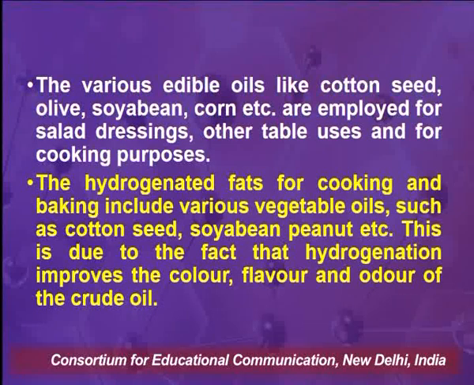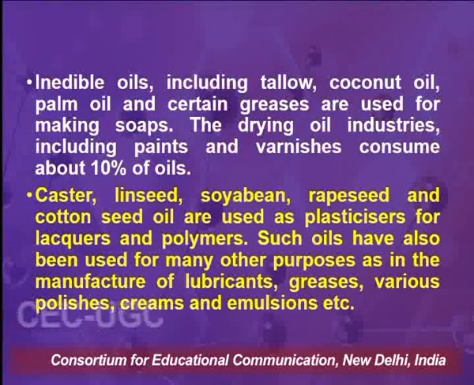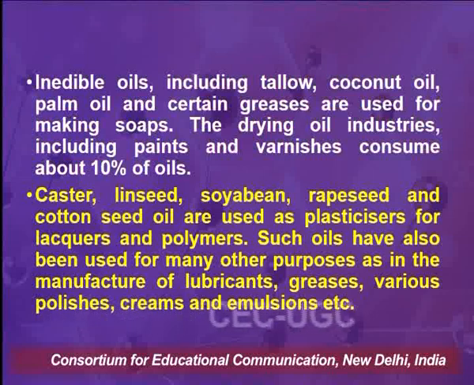The hydrogenated fats for cooking and baking include various vegetable oils such as cottonseed, soya bean, peanut, etc. This is due to the fact that hydrogenation improves the color, flavor and odor of the crude oil. Inedible oils including tallow, coconut oil, palm oil and certain greases are used for making soaps. The drying oil industries, which include paints and varnishes, constitute about 10% of the oils. Castor, linseed, soya bean, rapeseed and cottonseed oils are also used as plasticizers for lacquers and polymers.